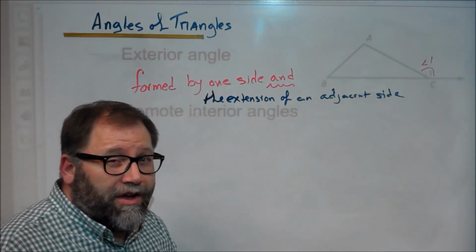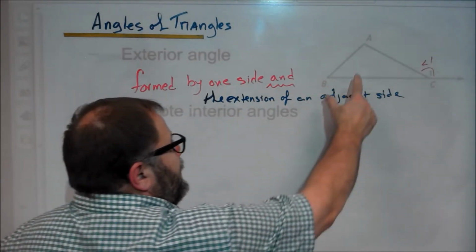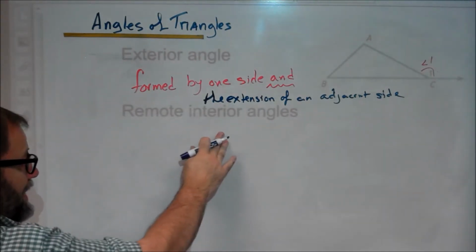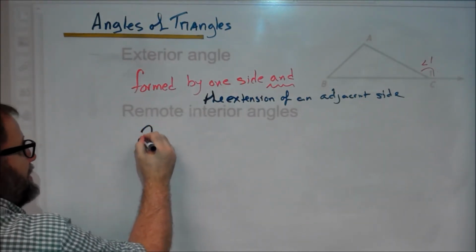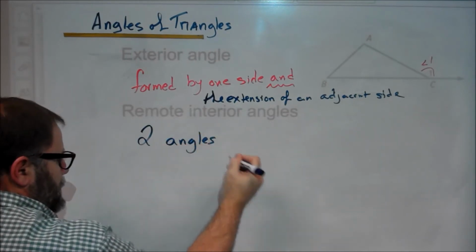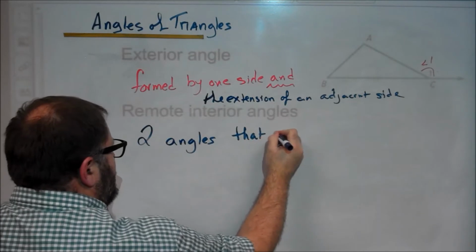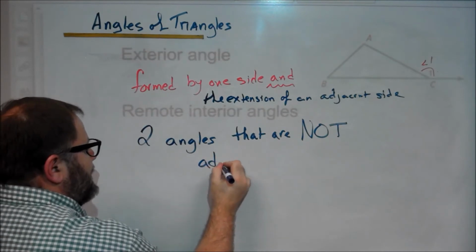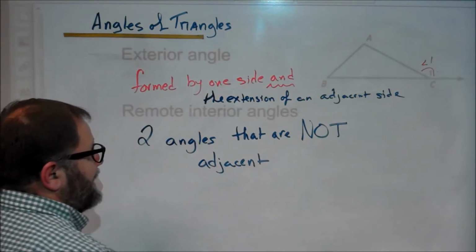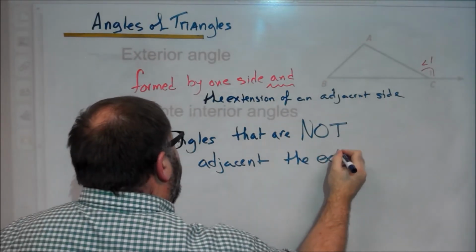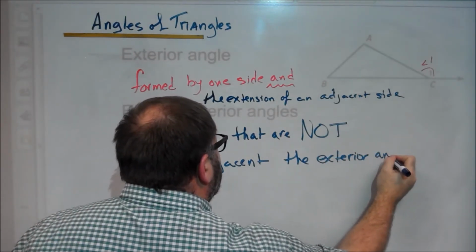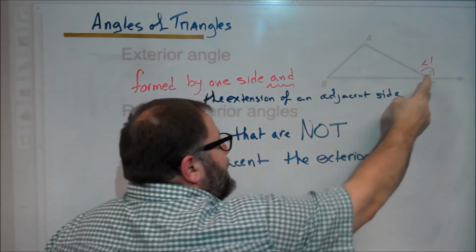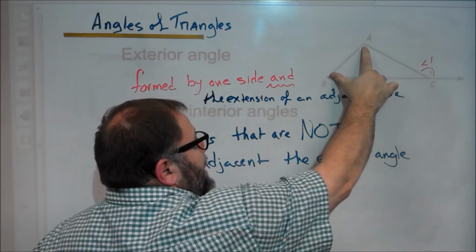Now because that's an exterior angle, we also have a situation where these two angles over here now get a name. Okay? And that name is remote interior angles. These are the two angles that are NOT adjacent. Let's remind ourselves, adjacent means next to the exterior angle. They are not adjacent to the exterior angle. These are the two remote interiors. They're angle A and angle B.